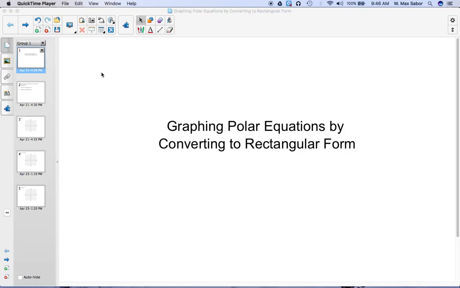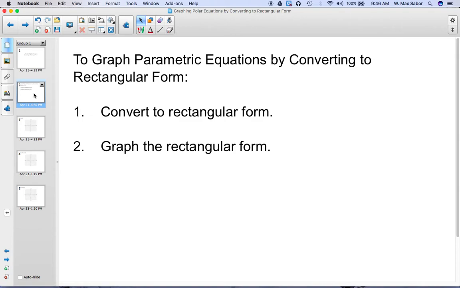Graphing polar equations is tedious if you're only plugging in values and trying to get output values. So a way to speed up this process is by converting them into rectangular form, which we're already relatively comfortable with graphing. So how do we graph them by converting to rectangular form? First, we convert to the rectangular form and then graph the rectangular form. So how do we convert to rectangular form?